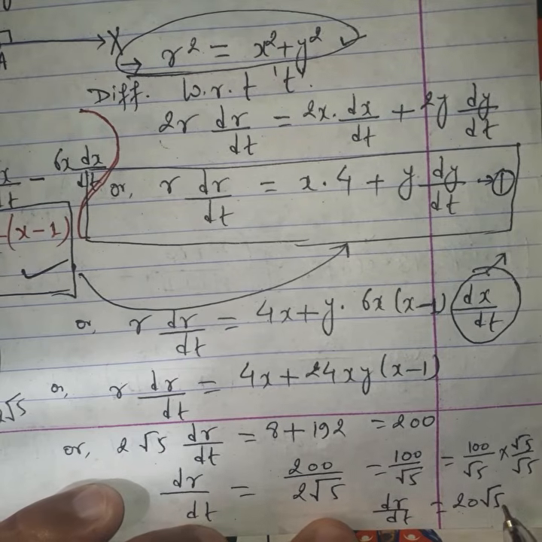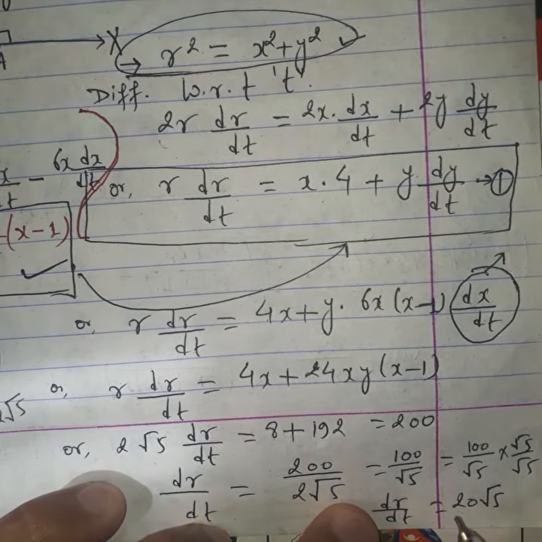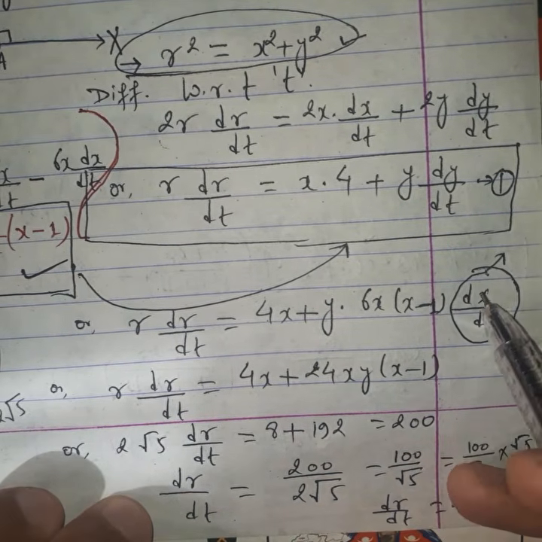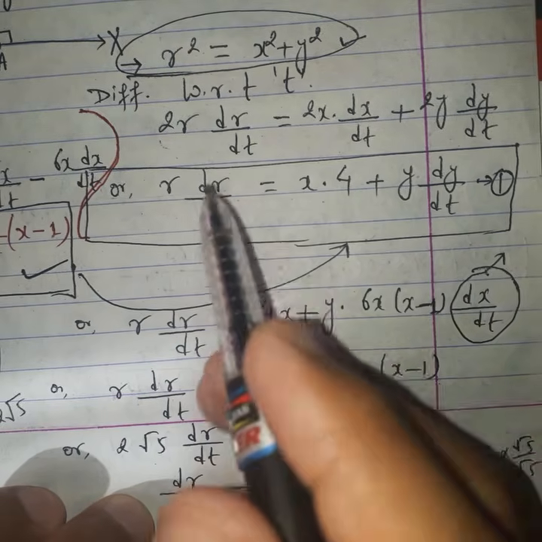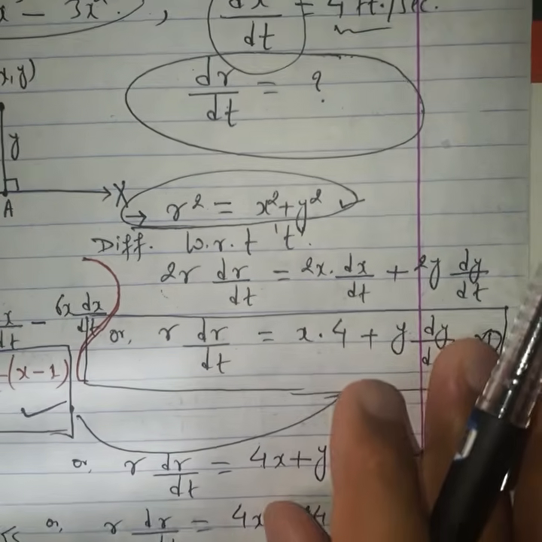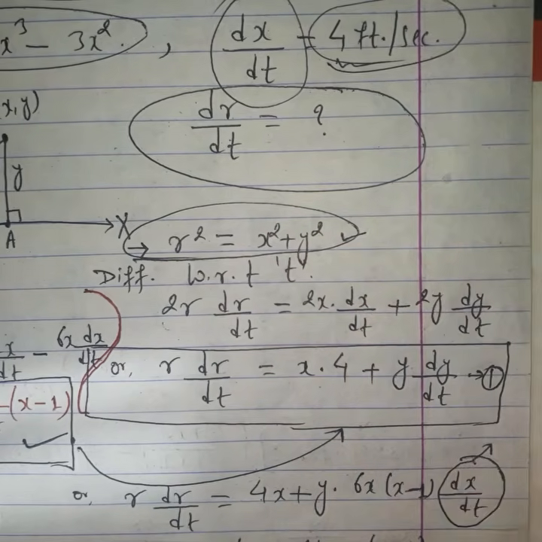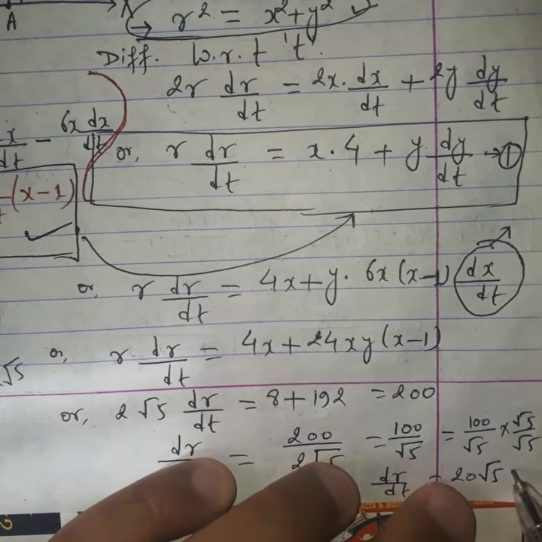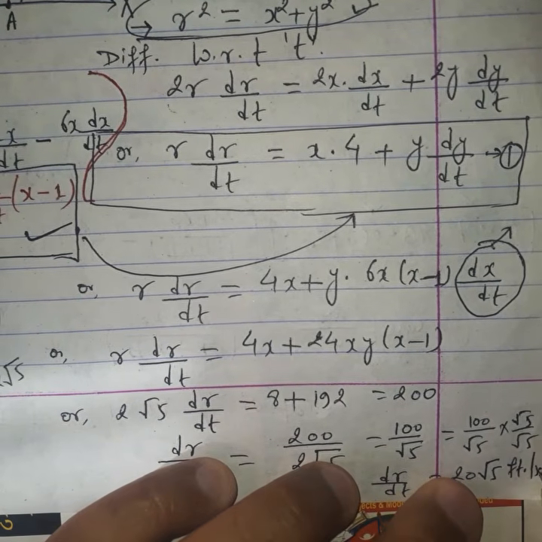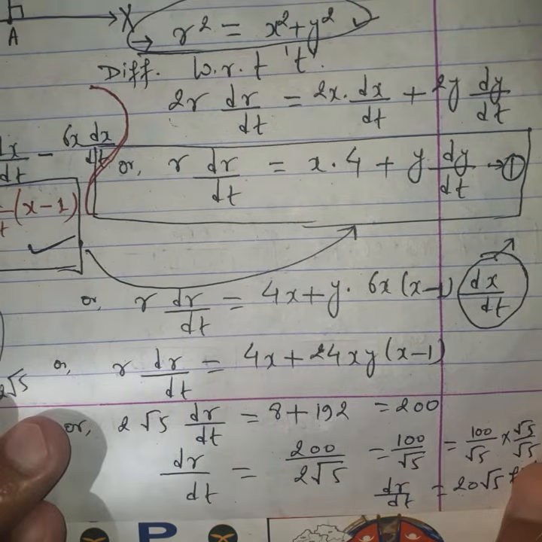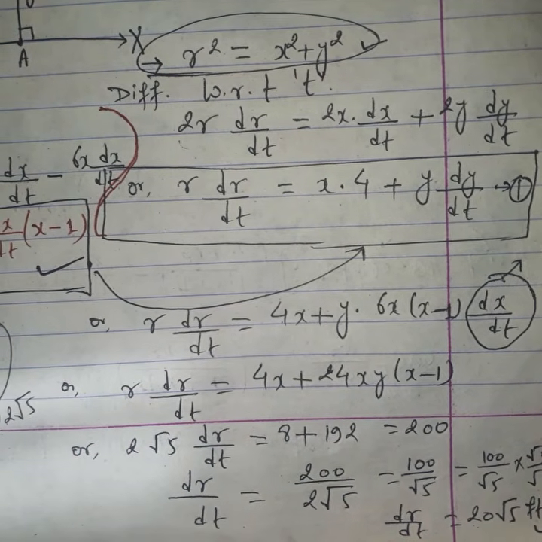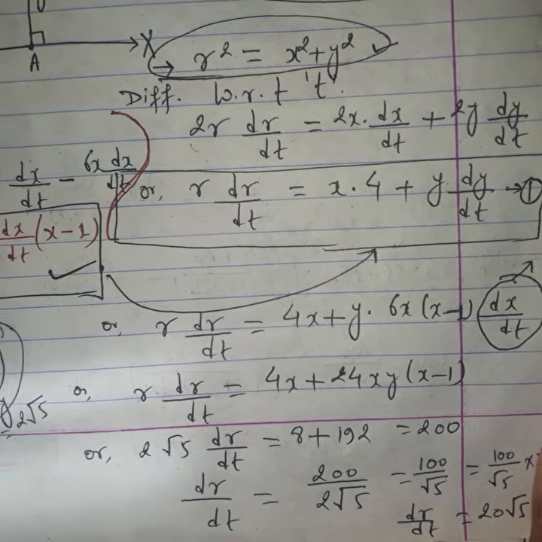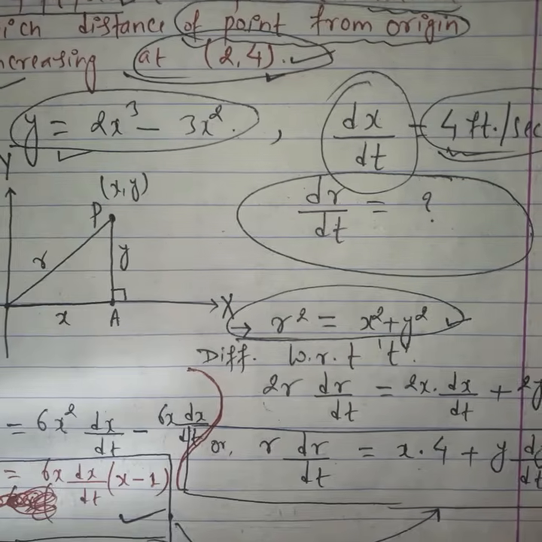dr over dt is 20 square root 5, and its unit is the same as the unit of dx over dt, which is measured in feet per second. So the unit of this is feet per second. Here we finally solve this particular question by using the concept of the derivative. It is a very important application of the derivative.